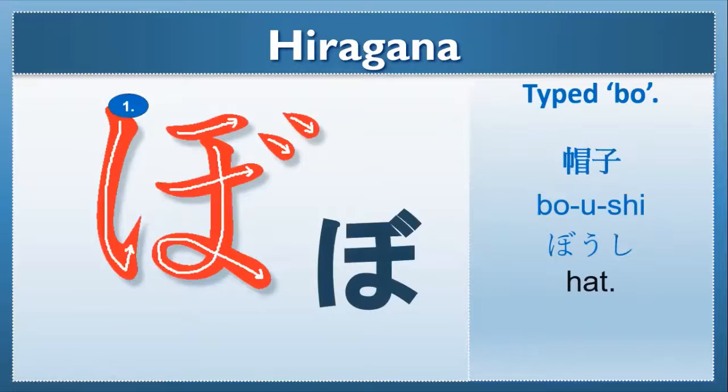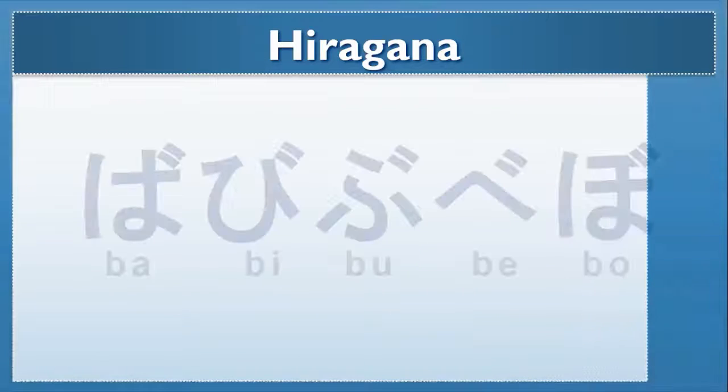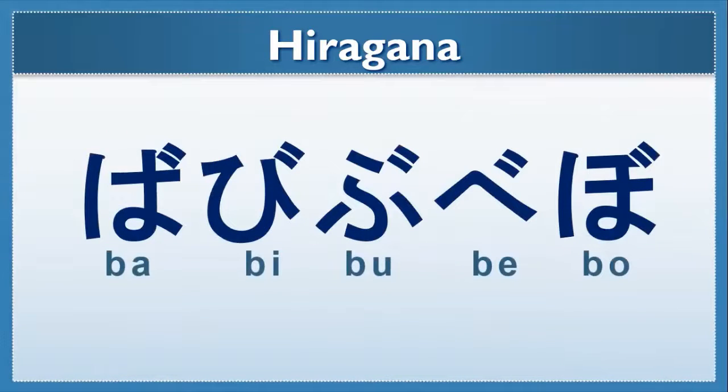Next is ぼ, bo. So 1, 2, 3, 4 is ho, and then 10, it becomes bo. B-O. Bo as in 帽子, boshi. Boshi is hat that we wear on our head. Okay, so we finished ba to bo.